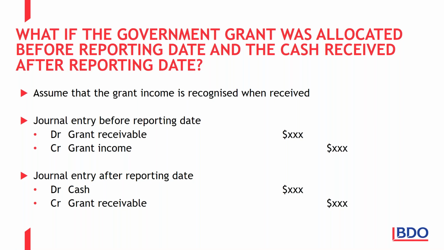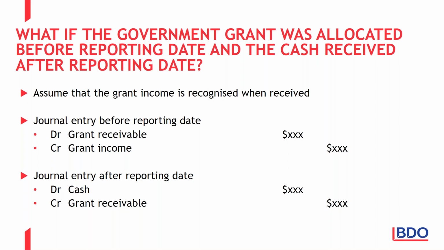What if the government grant was allocated before reporting date? So we received the paperwork before reporting date, and the cash was only received after reporting date. And just for this slide, assume that the grant is recognized when it's allocated or received. So as soon as it's allocated, you would say debit grant receivable, credit grant income. And after reporting date, when you actually receive the cash, you'll say debit cash, credit grant receivable.